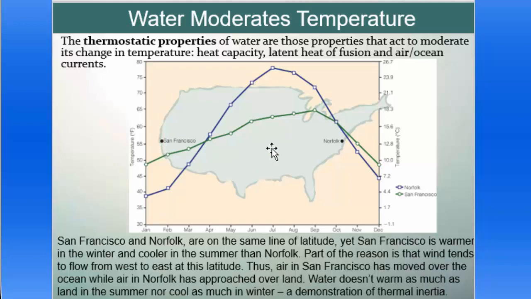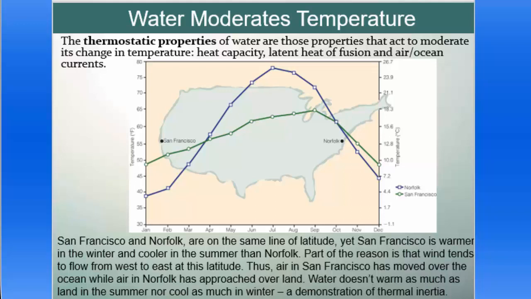So let's take, this is an example between San Francisco and Norfolk, but a much better example, just consider Seattle here and then North Dakota here. Seattle may not get all that cold in the winter, but it also may not get all that warm in the summer. That's because it's very close to the Pacific Ocean, where we know that North Dakota gets extremely cold in the winter and quite a bit warmer in the summer because it's far away from any of the moderating impacts of water. So water moderates temperatures.